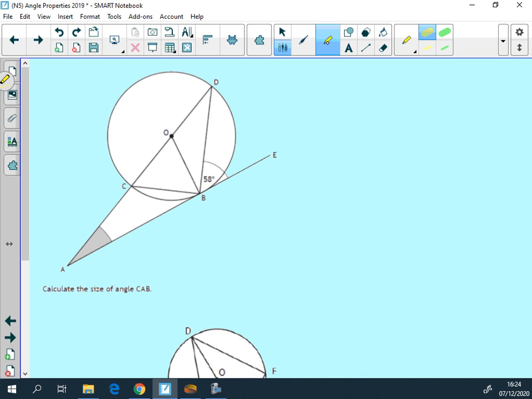So let's start with the first one. We're looking for an isosceles triangle. Radius, radius, chord. There's one isosceles triangle. Radius, radius, chord. There's a second isosceles triangle. Diameter, two lines coming from either side meeting at the circumference. That's 90 degrees.